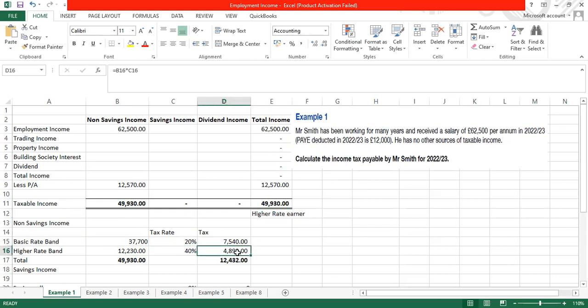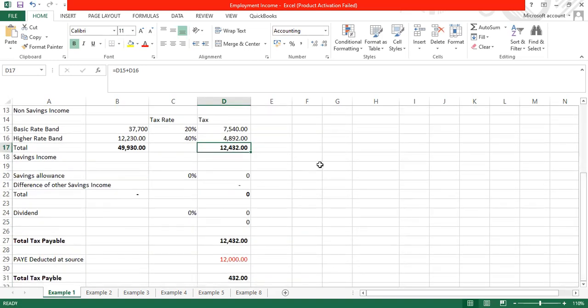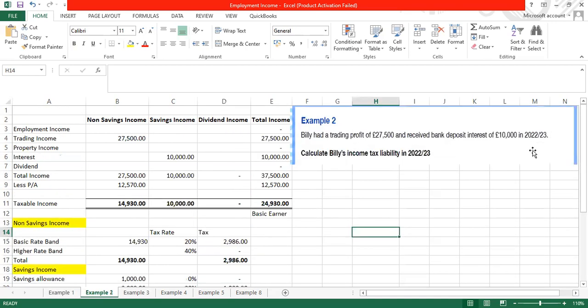So the tax he needs to pay is 12,432. Because he already paid 12,000 pounds through his payslips, we need to deduct this 12,000. So the actual tax he needs to pay is 432. Let's see another example now.